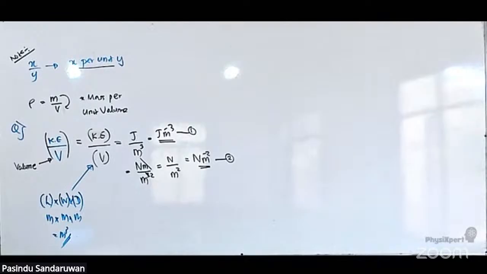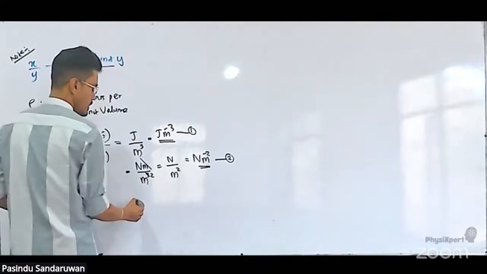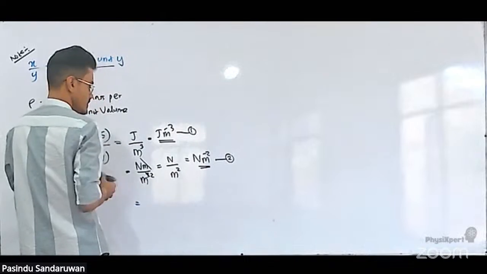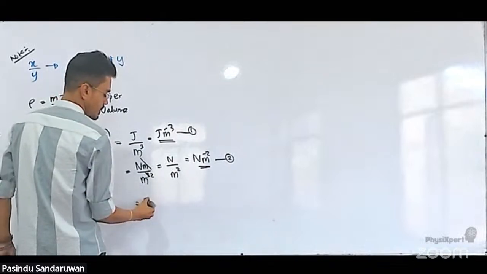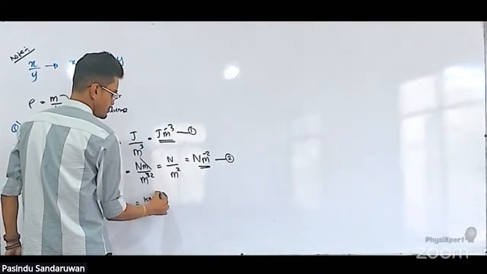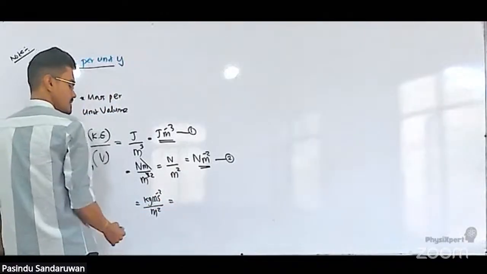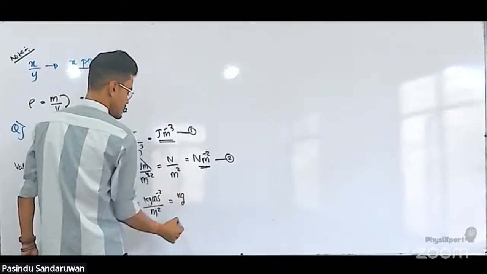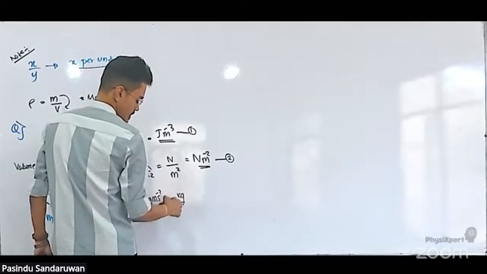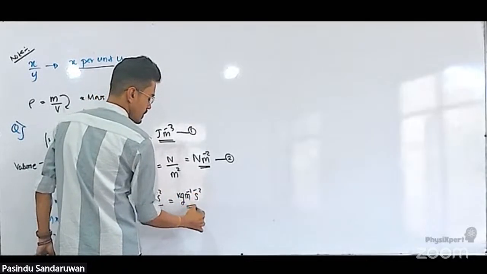Now, Newtons is expandable. Expand Newtons. Newtons can be written as kg m s to the minus 2 over m squared. Simplify this. Then kg, simplify this, m to the minus 1, s to the minus 2. Another unit.